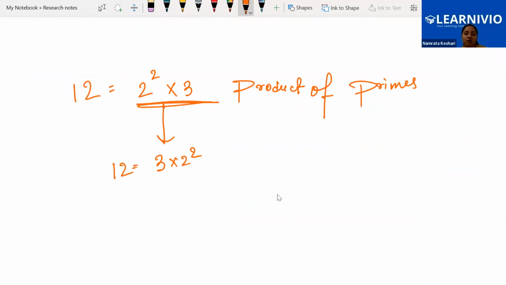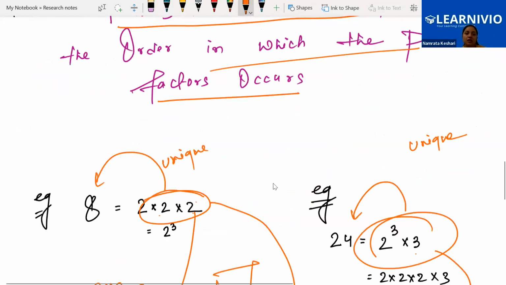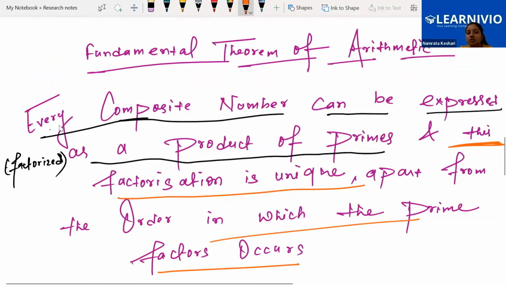Now let's summarize the whole statement. The definition says that every composite number can be expressed as a product of primes, and this factorization is unique. Apart from the order, the factorization is unique, but the order is not unique. Order can be here and there. The left one can sit right, the right one can sit to the left.